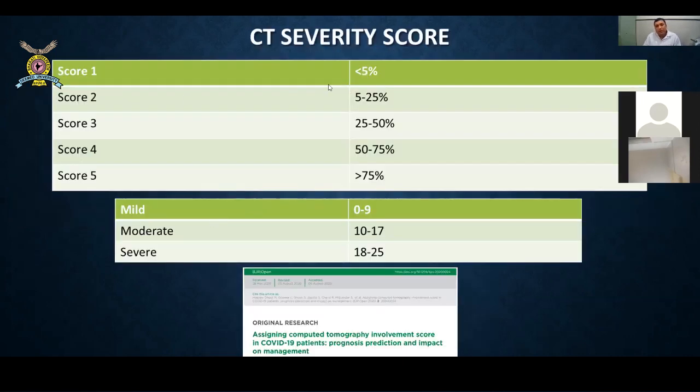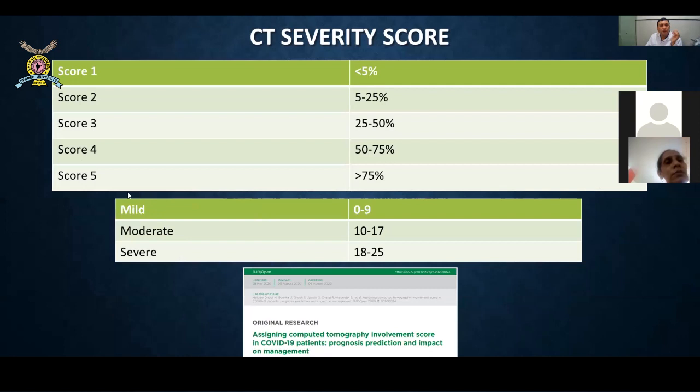So if the patient is a proven case of COVID-19, then you should mention the CT severity score within your report. So what is CT severity score? Basically each lobe is assigned a score from 1 to 5. There are a total of 5 lobes, so your score will be out of 25. You have to add the score for each lobe and calculate the total score.